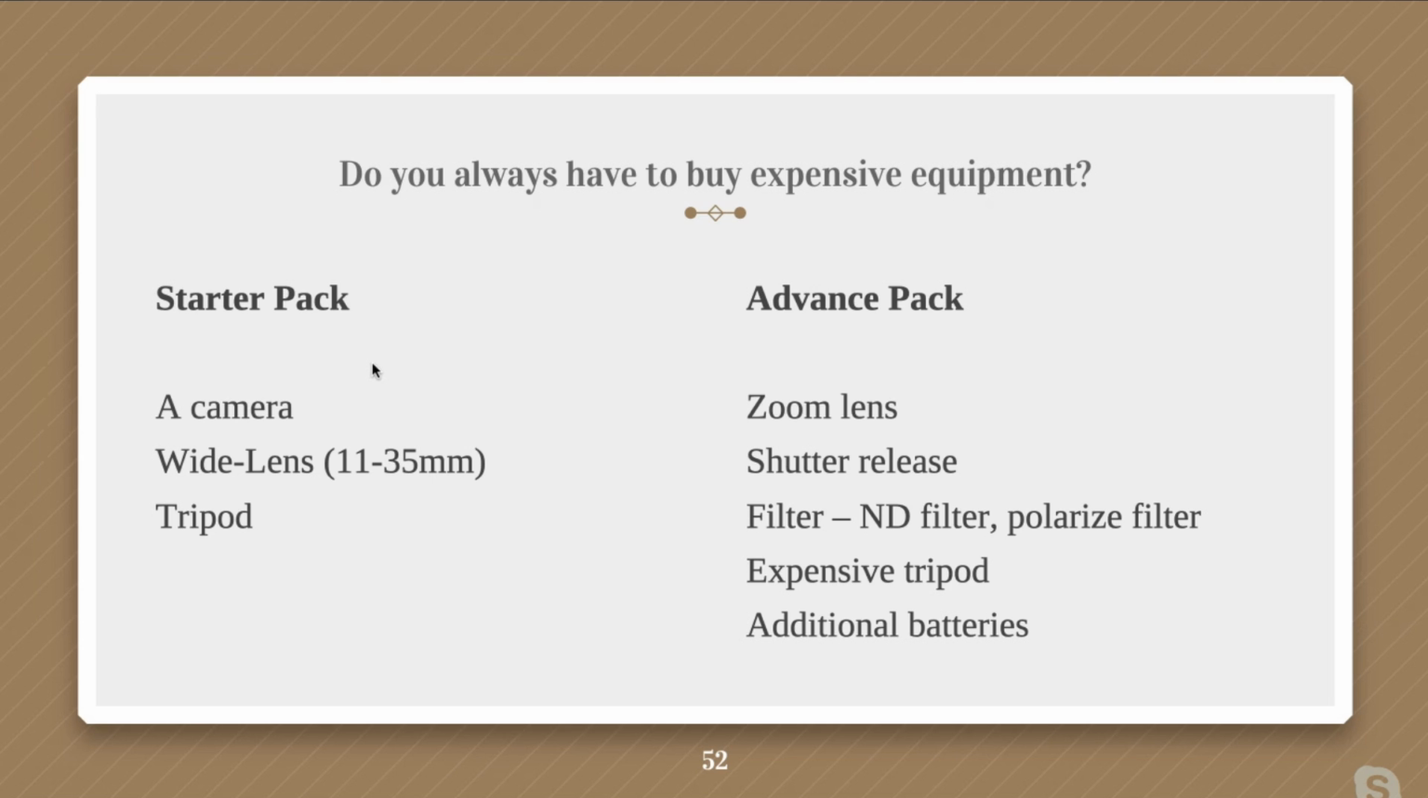But if you go for the advanced pack, then buy a zoom lens. I will show you in the next few slides the difference it makes using a zoom lens, and filters. Then an expensive tripod, but why an expensive tripod and shutter release?